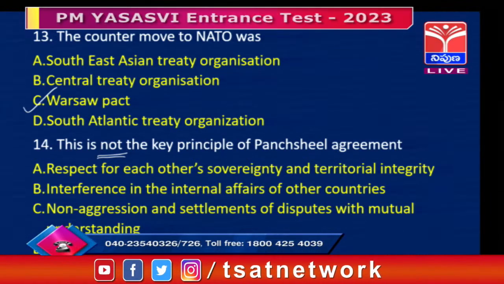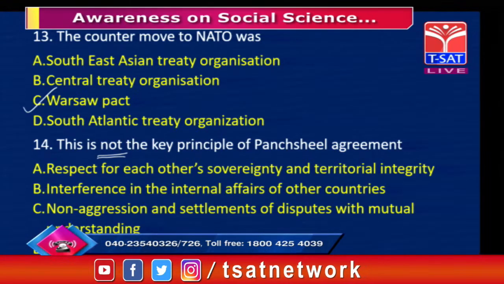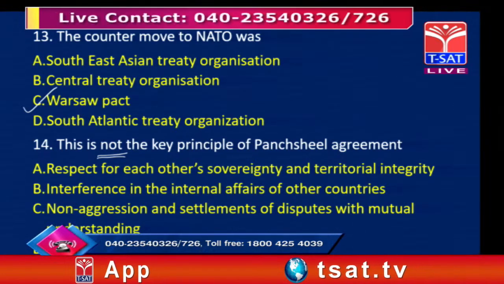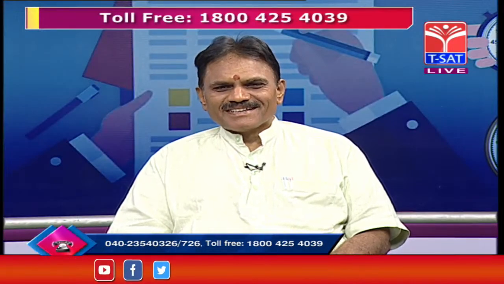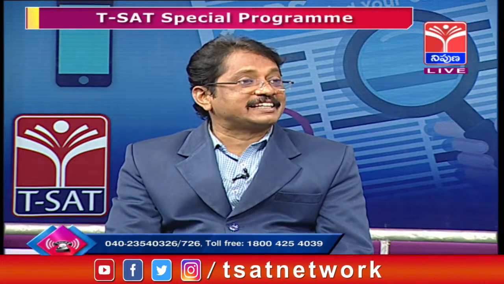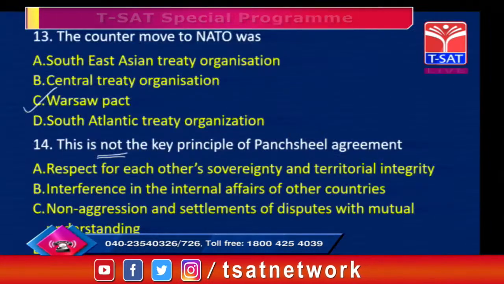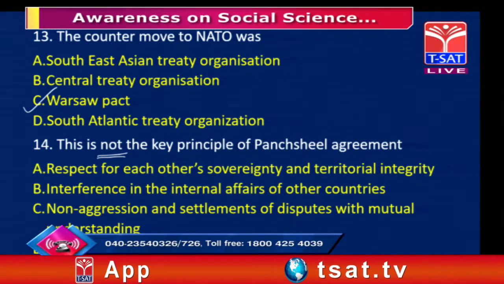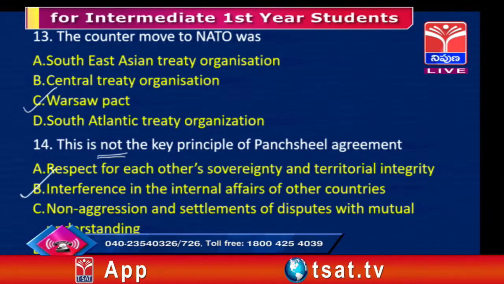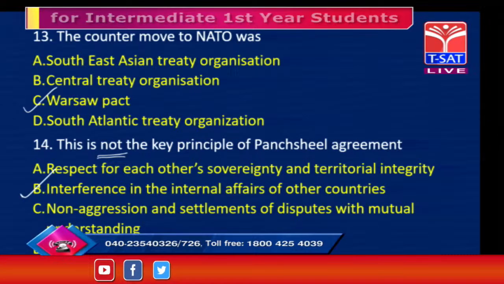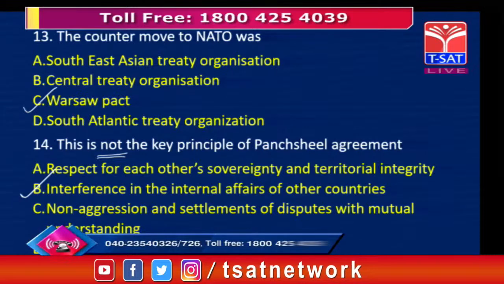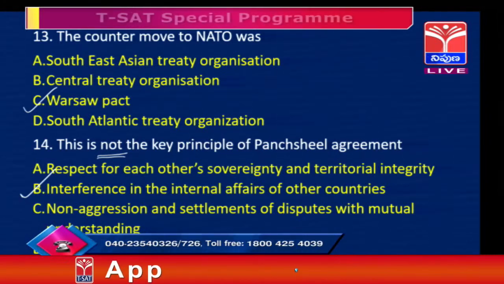Even when you read this, A, C, D are all inevitable principles, whereas option B is not. The other three are constructive; B is the destructive one. Interference in the internal affairs of other countries, no country generally accepts it. If two countries make an agreement that we will interfere in each other's internal affairs, it's not possible. It is obviously non-interference actually, but the word non is deleted here. Because the question asks which is not the key principle, instead of non-interference, it is given as interference. So option B is correct.